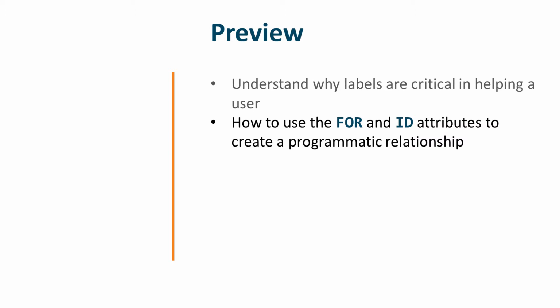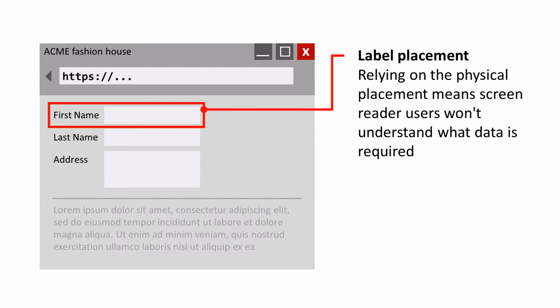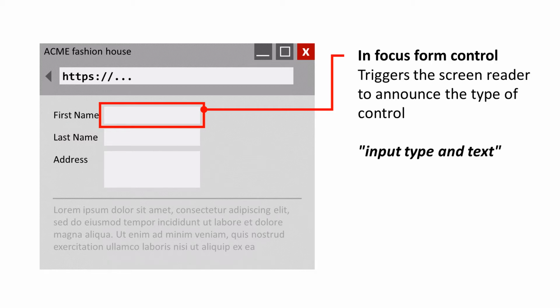When form controls receive keyboard focus, the screen reader will announce the type of control. Form controls often have a text label adjacent to the control which gives the user a hint as to what type of information is required. If the input control had a label of first name, you'd know that the control accepts a first name. However, just relying on physical placement of the label to provide that information means screen reader users won't be able to understand what type of data the control requires. When the control receives focus, it will only announce the type of input control, not the adjacent label.